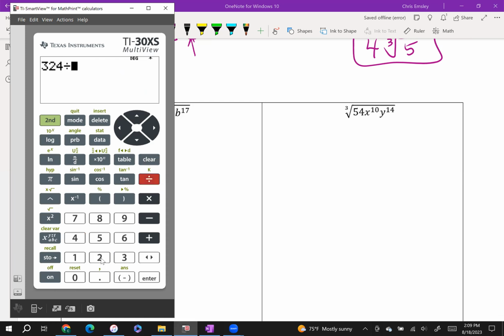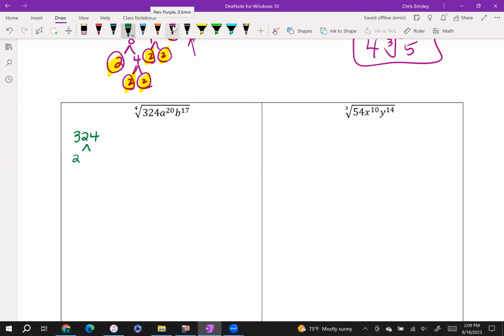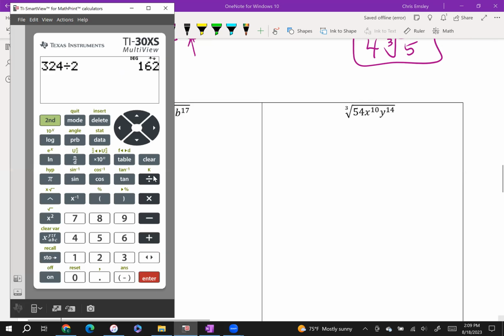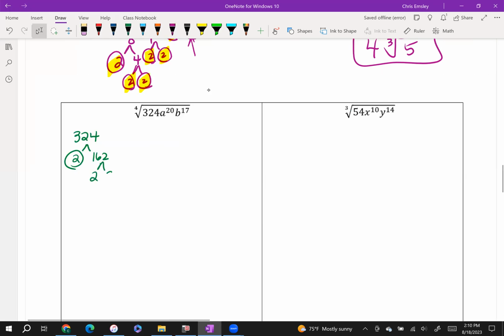324 divided by 2 is 162. I don't know that one either. I'm going to use my calculator. I don't do a lot of math in my head. 81. 2 times 81. 81 I can do. That's 9 times 9. Oops, but 9 is not done. 9 can be broken again into 3 times 3, and that 9 is also 3 times 3. You could always check yourself by multiplying all those circled numbers together.